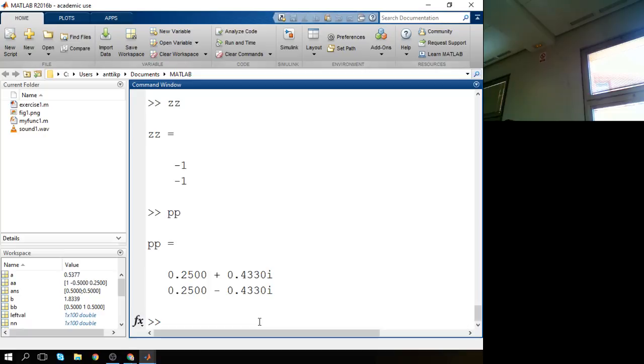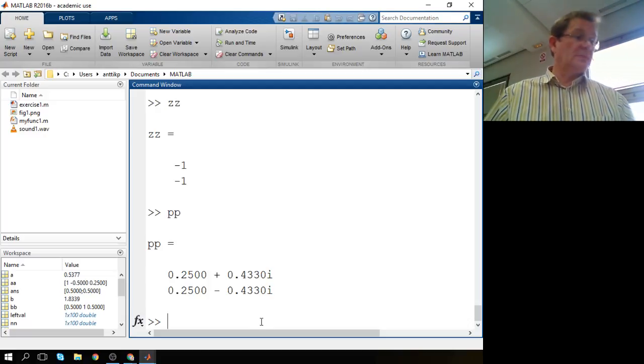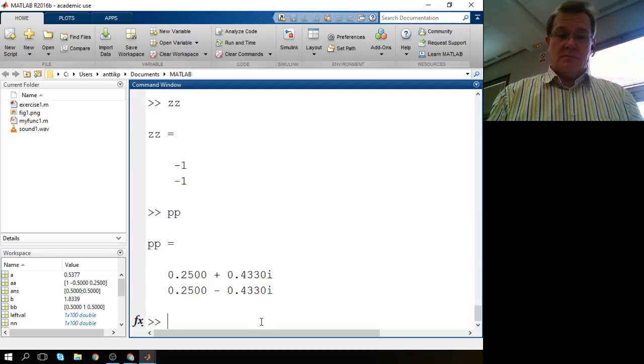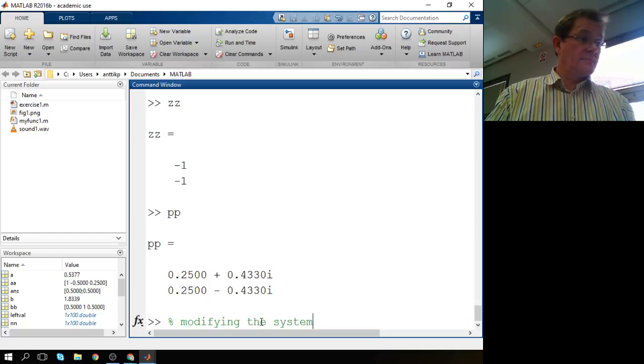I'll show that one tomorrow. But anyways, that'll be a little bit better system as a filter. So modifying by moving the zeros.